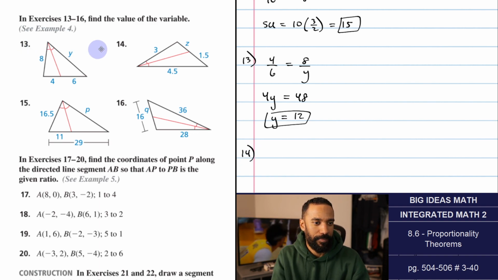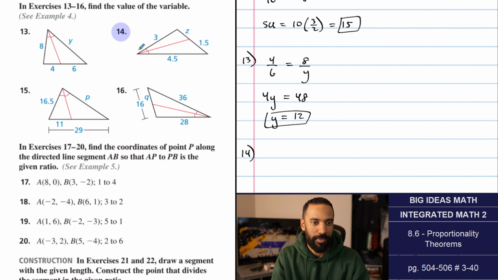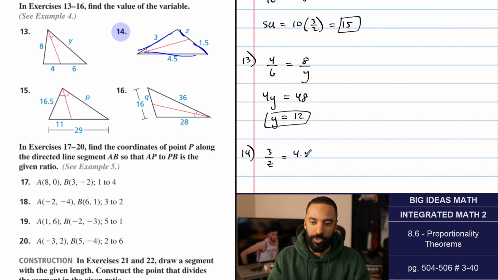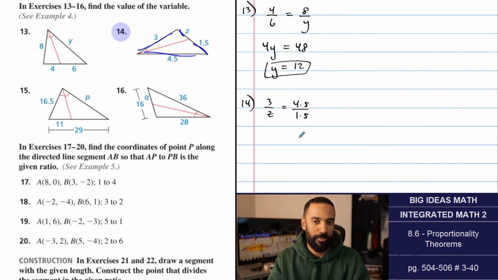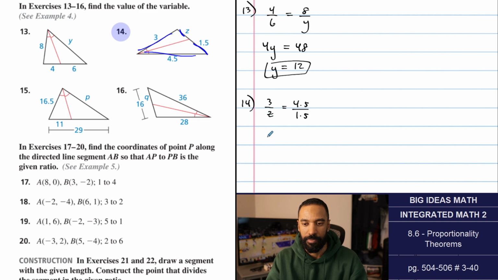All right, there's one way to write the proportion. I did the parts along the bisector first. Now let's do it a different way. Let's try something like 3 over z equals 4.5 over 1.5. Now, there are so many ways to do it correctly, it's hard for me to say what you don't do. I don't do 3 over 1.5 is 4.5 over z. Those parts don't correspond in the two different triangles. It just doesn't make sense.